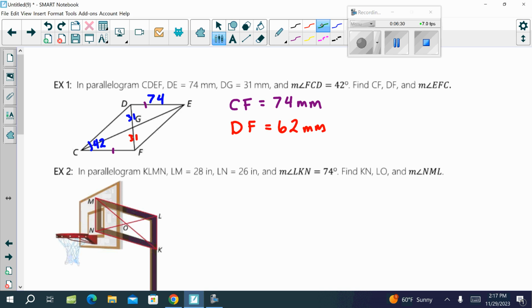And then lastly, measure of angle EFC. So EFC is this angle here. What do we know about that angle? Because it's double 180. Good. It's supplementary with the 42 next to it. So 180 minus 42 is how much? 138. Make sure to put the degrees on there. Any questions?